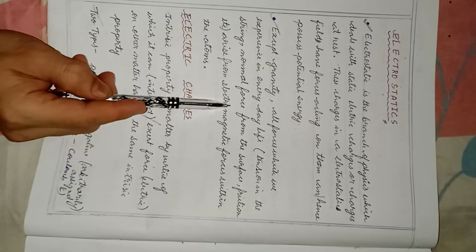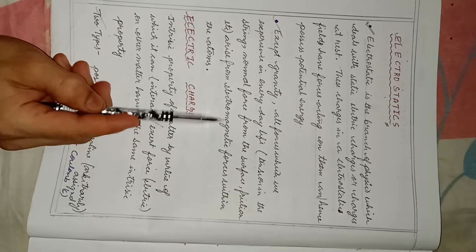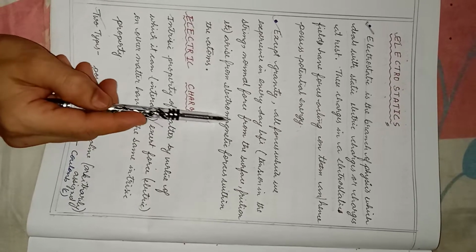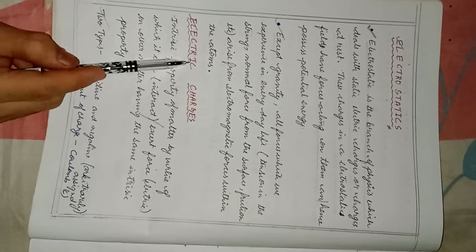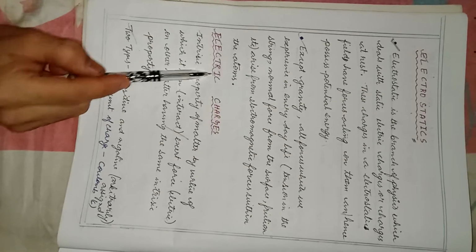Electro means electrons, as we already know, and magnetic means it behaves like a magnet, the forces which we find within the atoms. So, electric charges. Now, what are electric charges?